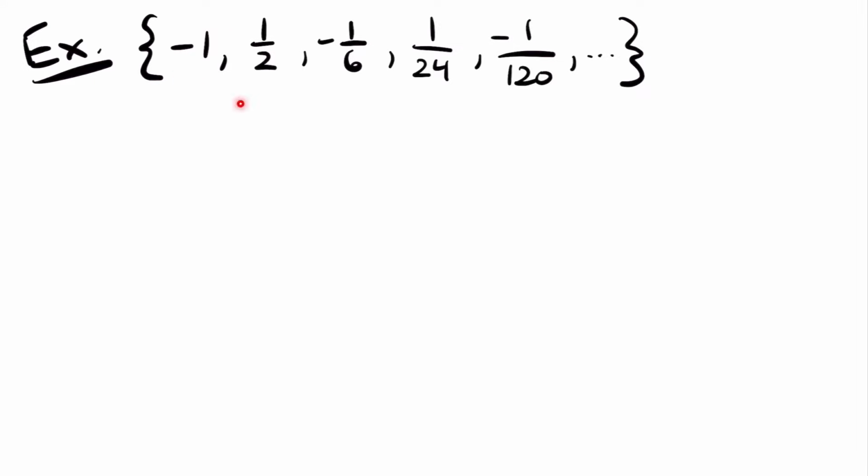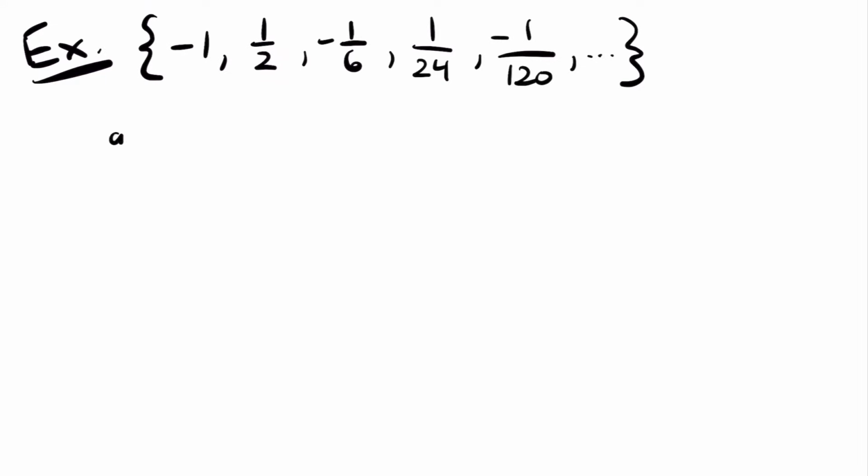All right, now here's another example where we have a list of terms where we want to recognize a pattern and write out the nth term for that sequence. And so let's do the same thing we did last time. Let's start by just writing out all of our terms and seeing what they have in common with relation to the value of n.